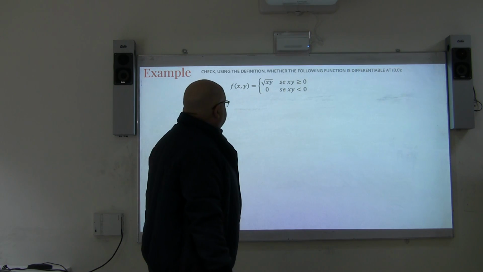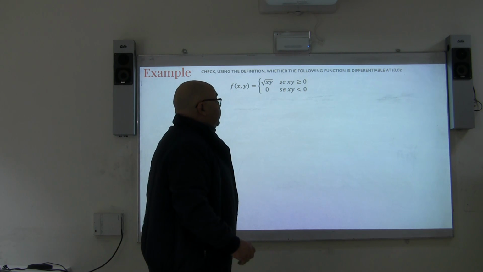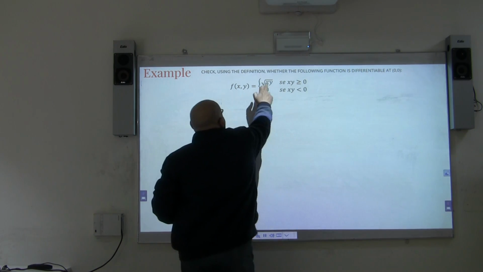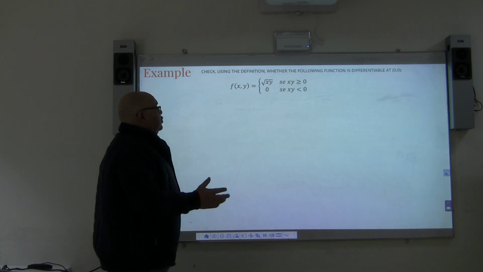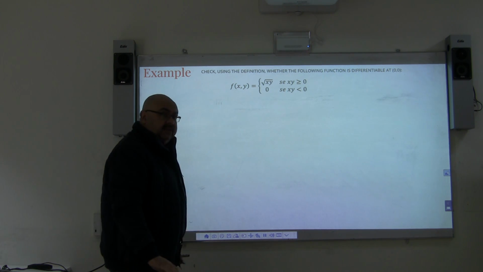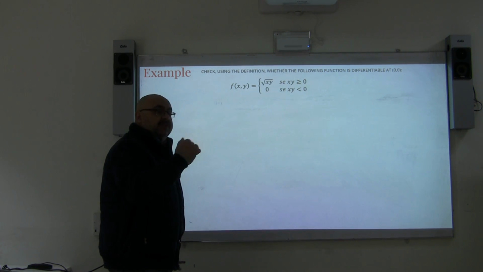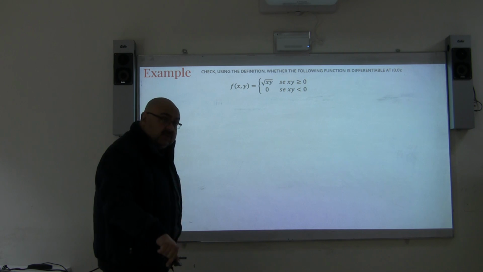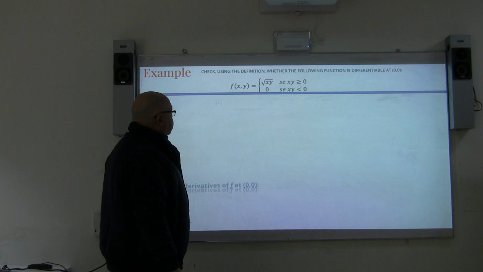Look at this problem. I need to find, also using the definition, whether the following function is differentiable at the origin or not, and it is giving you the root of xy for xy greater than or equal to 0, and 0 for xy less than 0. By the idea, xy greater than 0 means in the first and third quadrants. xy less than 0 means in the second and fourth quadrants. These are the values of the function, as you can see.